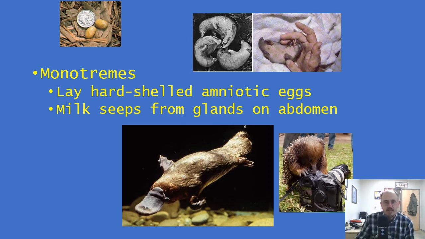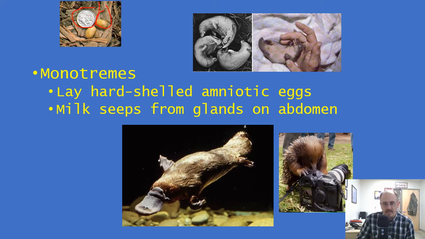You can see a picture here. This is an Australian coin about the size, I believe, of a quarter. They have very small eggs. They hatch into very small young. Monotremes also do not have nipples. Instead, they have sweat glands on their belly, their abdomen, and milk seeps out of that and the young lick it off the fur. So they don't have nipples and they lay eggs.